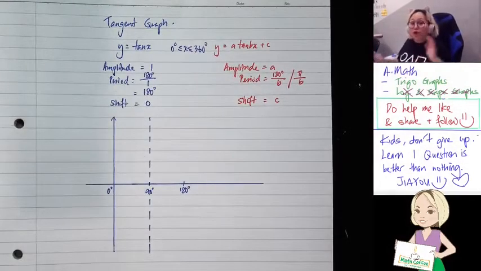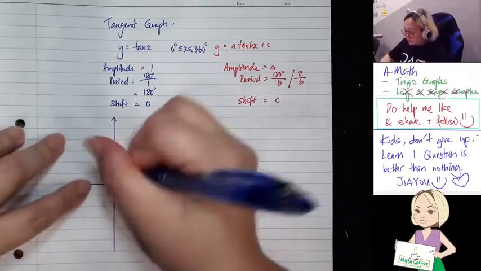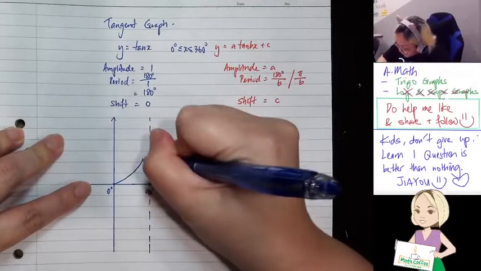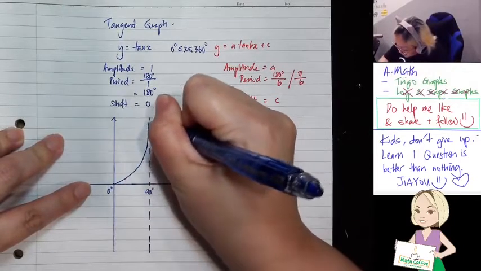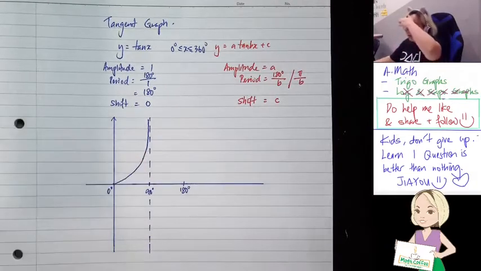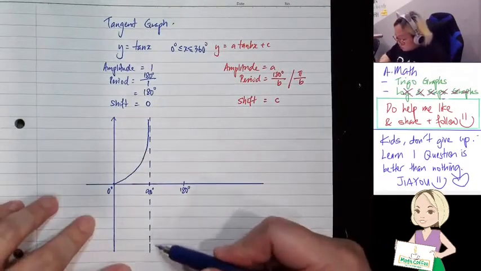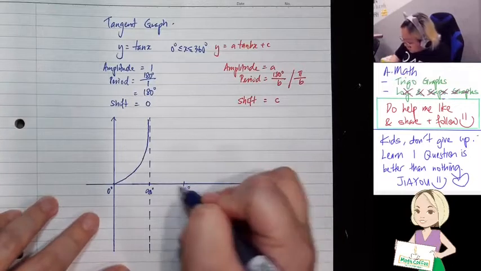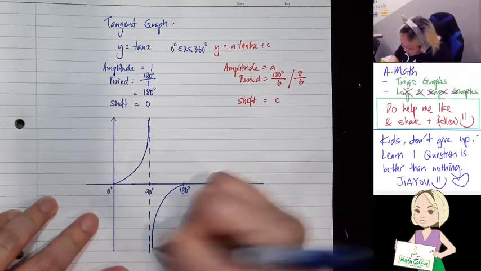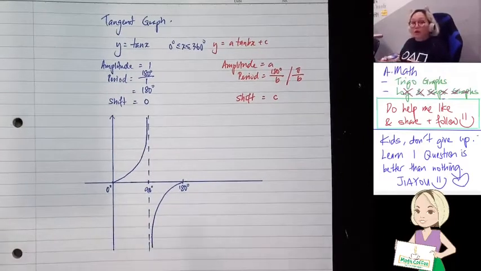Then, you need to draw the tangent graph. It starts from 0. It goes up, just go up like that, and it will not touch this dotted line. Go very close, but it will not touch. That's called an asymptote. Over here, you're going to draw down, and same thing, it will not touch. So that's all. This is one cycle.